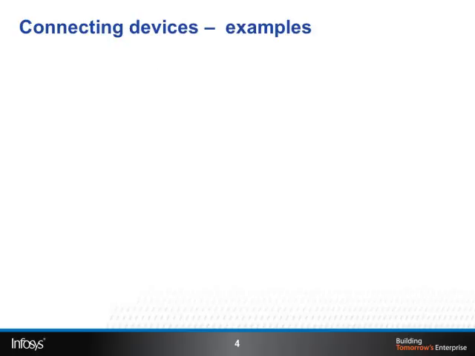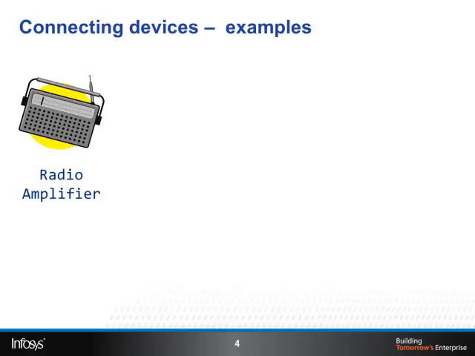Let us consider a few real-life examples analogous to connecting devices. Electrical signals are amplified for boosting the signal strength. For example, antenna in a radio receives weak signals, which are strengthened by the amplifier before converting it to sound. The amplifier can be considered as analogous to the concept of repeater in the context of connecting devices.